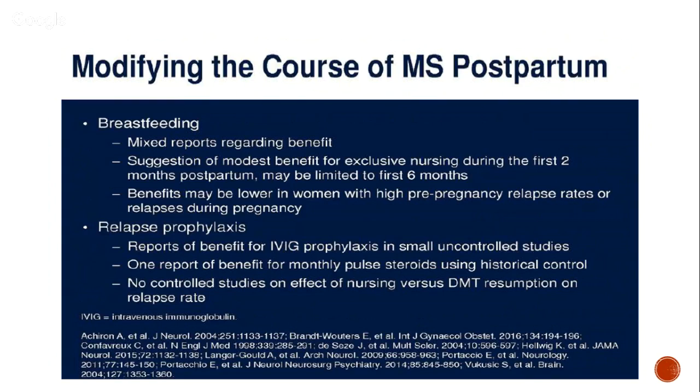Relapse prophylaxis: there is some data to say IVIG prophylaxis. Once they deliver, because it's such a high risk of relapse, there is some data to say you can use IVIG prophylaxis to help prevent breakthrough disease. There is one report for monthly pulse steroids. I haven't really used it. Most of my patients, they deliver and I advise them to come back to see me within about 2 weeks, at which time they would have made a decision if they want to nurse or not. At that point, we make that decision and go ahead with treatment. Most of my patients have been able to get back on treatment. To date, I have seen a patient within about 6 to 8 weeks postpartum.